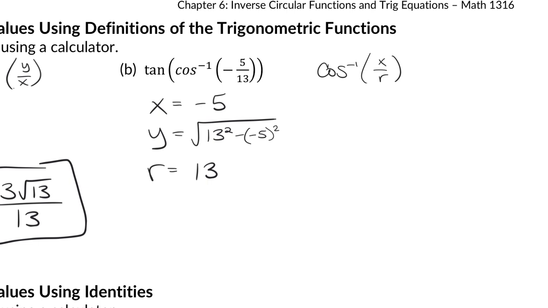13 squared is 169 minus 25 is 144, so the square root of 144 is 12. That's another Pythagorean triple, in case you remembered that one: 5, 12, 13. You don't have to, you can do the Pythagorean theorem every time. So the tangent of the angle that is inverse cosine of negative 5 over 13 is y over x. Ta-da!